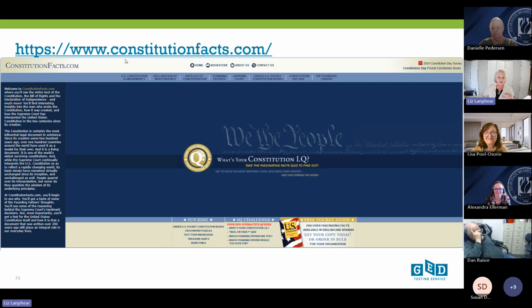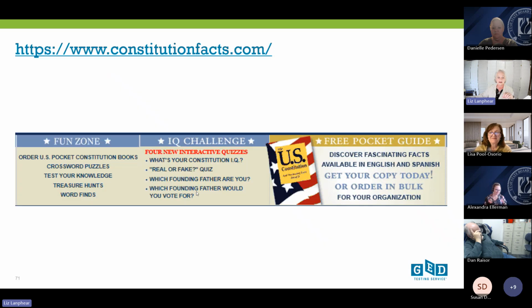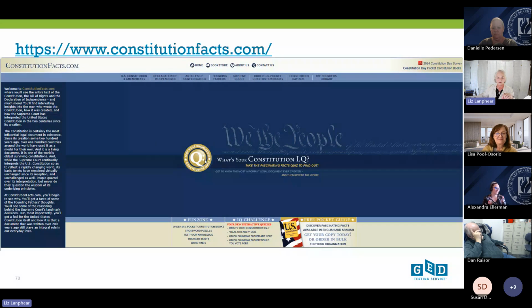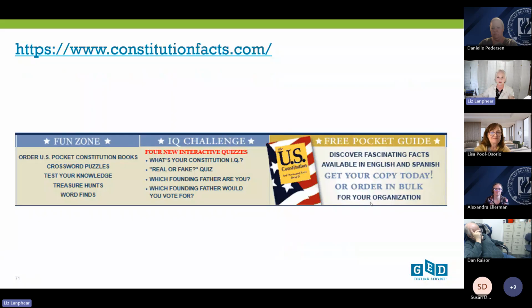And then here's a resource, constitutionfacts.com. This is what this website looks like. This lower piece, I just blew it up so you can see what's available. You can get copies of the Constitution. They're free. You just have to pay shipping and handling. There's interactive quizzes. There's crossword puzzles, test your knowledge, treasure hunts, word finds. All of that helps them just get familiar with terms and concepts and the differences between the Constitution and their Bill of Rights and things like that.